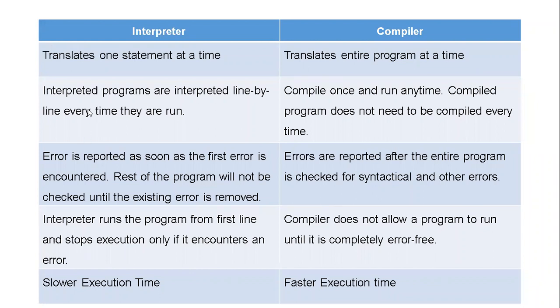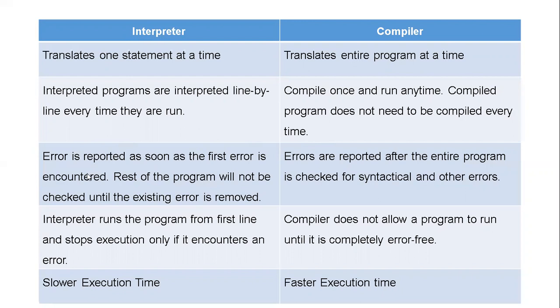When we want to execute the interpreted program, it takes the first statement, converts it into machine code, and then executes that statement, goes to the next statement, converts it, and executes that statement until the end of the program. This happens whenever we run the program. But in the case of a compiled program, we need to compile it only once. Once we have the compiled version of our program with us, we can execute it any number of times. The compiled program does not need to be compiled every time it is run. So we compile it only once, and we can execute it at any time.